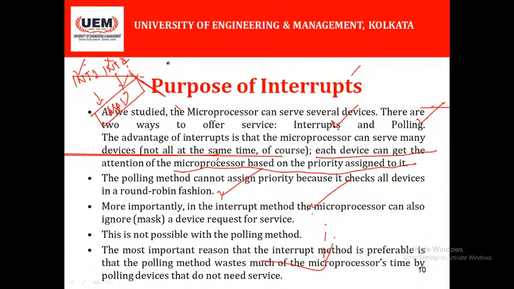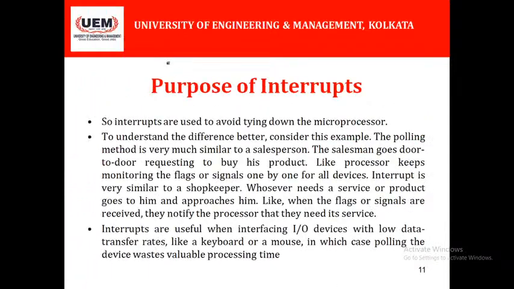The most important reason that the interrupt initiated IO method is preferable is that the polling method wastes much of the microprocessor time, because in polling the microprocessor has to wait for a prolonged period of time until the interrupt is completed. But in case of the interrupt initiated method, during the time when an interrupt does not occur, the microprocessor can do its own job. So what is the purpose of the interrupt?